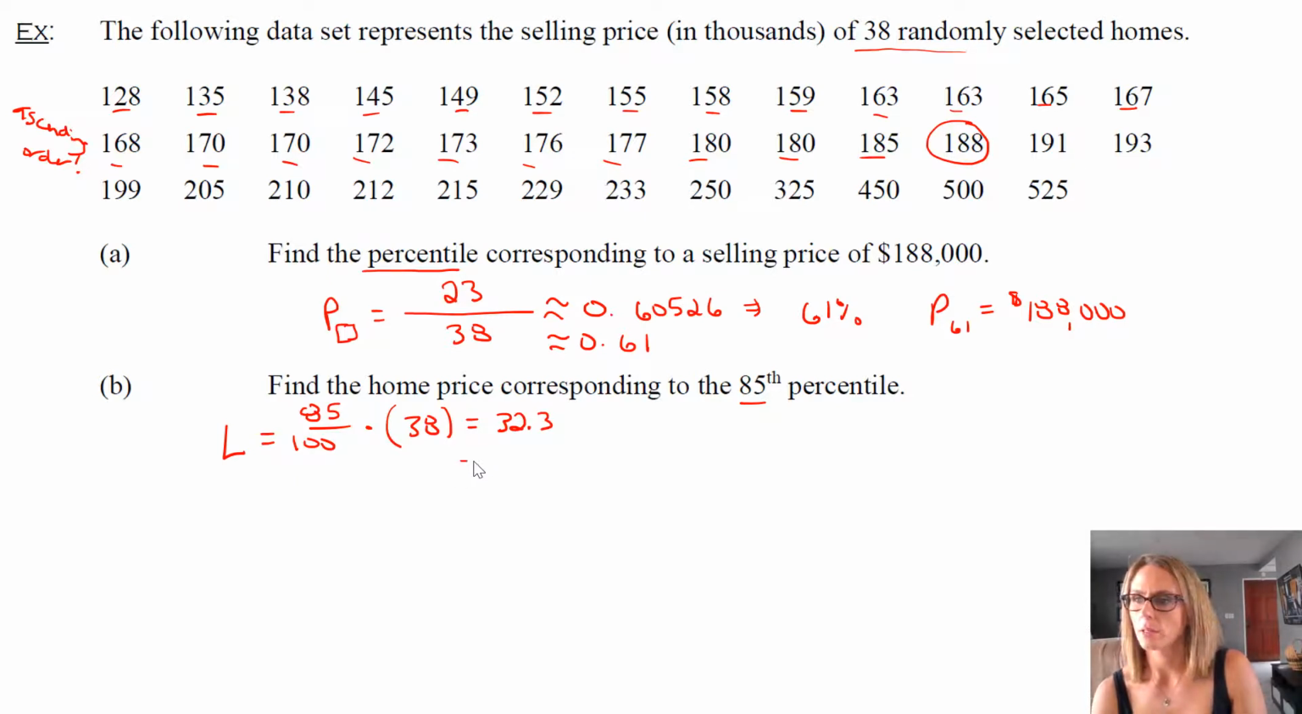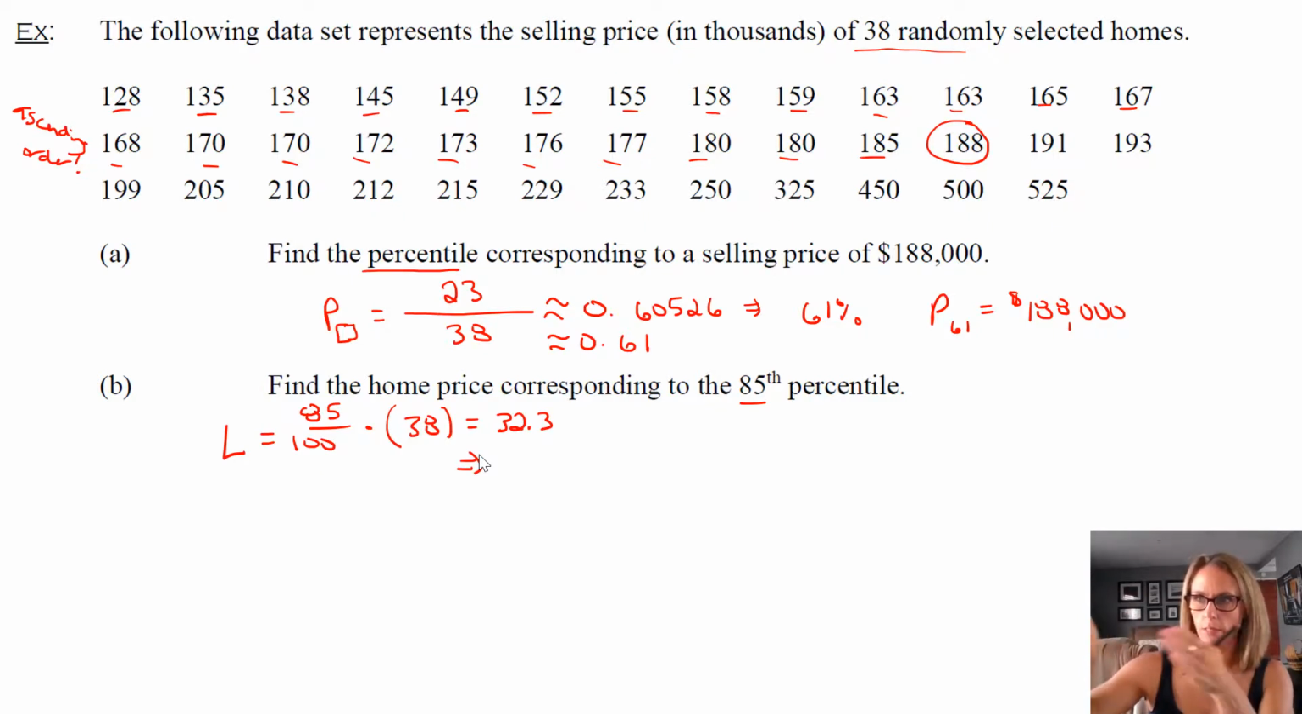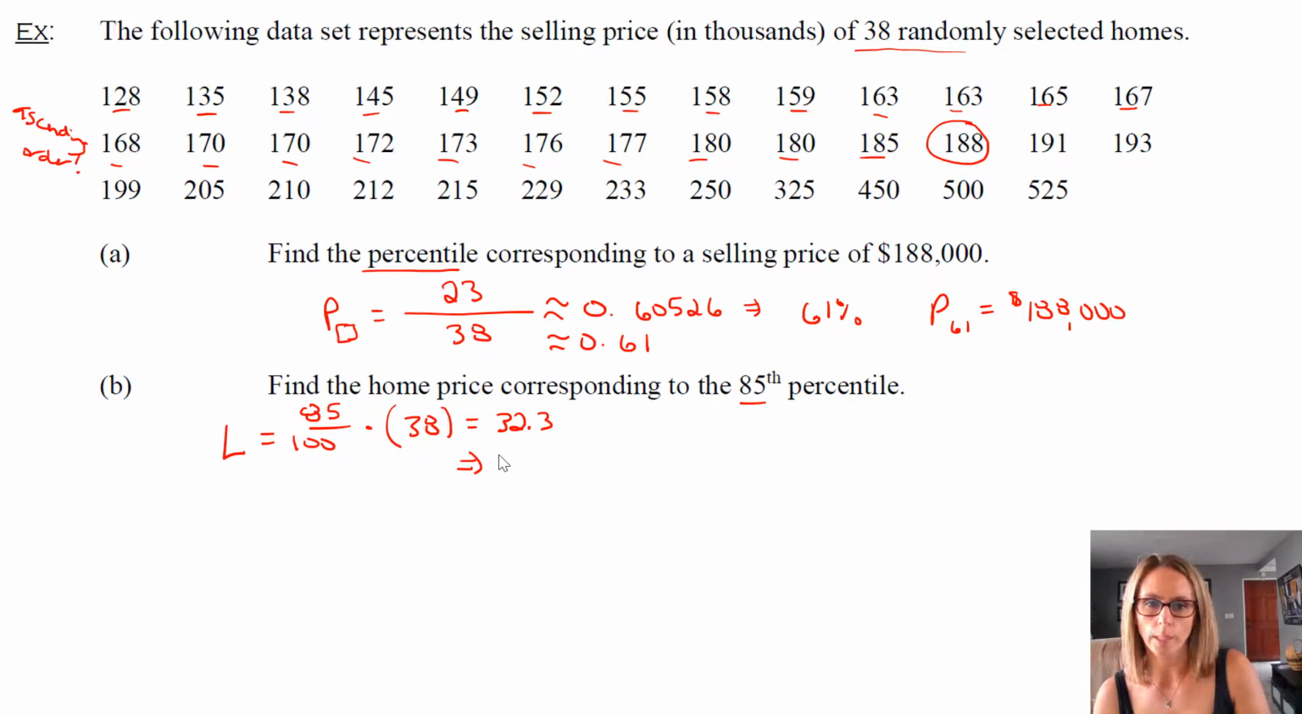We are going to get 32.3. And what you'll see in the notes for finding the score associated with a given percentile is if L is a decimal, as this is, we always round up to find the score we need. So this is not a home price. This is where to look in the data set. So we need the 33rd value. Looking at finding the 33rd value, this is in order, so this would be the 38th, 37, 36, 35, 34, 33. That tells us that the value in the 85th percentile is 233,000.